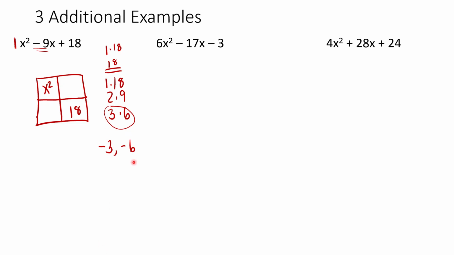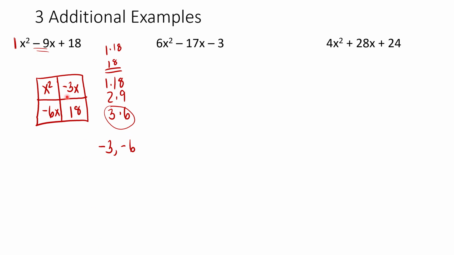-3 times -6 does give me a positive 18. -3 plus -6 does give me a -9, and you do want to check both of those. There are a couple of problems where you'll have multiple choices and one of them won't work. So I'll go ahead and split that up into -3x and -6x. You can do it the other way around, that's fine.